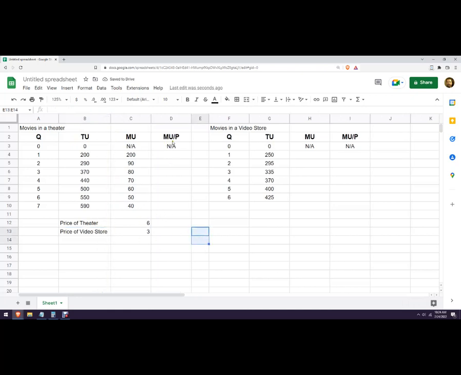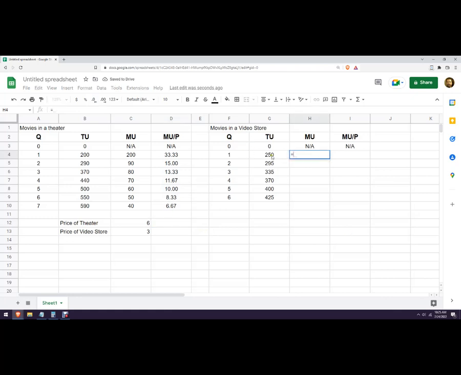Okay, so this is marginal utility divided by price. We take this value here and we divide it by the price of going to the theater. Now I don't want this cell to change, so I'm going to put F4 right there. Okay, and so that did the math there. I'm going to accept what they're saying there. I'm going to round them to 2 decimal places. Okay, then same thing over here.